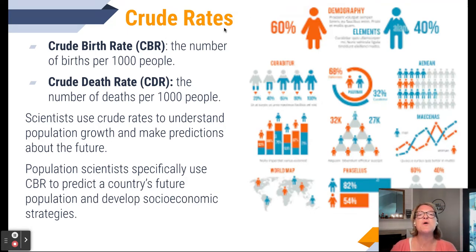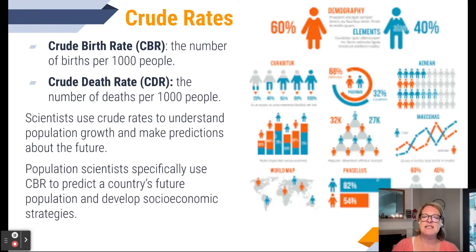Okay, so crude rates. We have two different types of crude rates. Crude rates are always listed as per 1,000 people. So a crude birth rate is the number of births that occur per 1,000 people. The crude death rate is the number of deaths per 1,000 people. Scientists use these crude rates to understand population growth and to make predictions about the future.